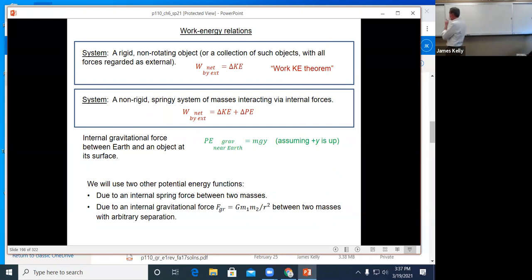So there are potential energies that might be associated with lots of forces. This is the potential energy that you're going to use when you have a system consisting of Earth and some mass, and the internal force is the invisible springy force between the two, right? It always wants to contract downward.